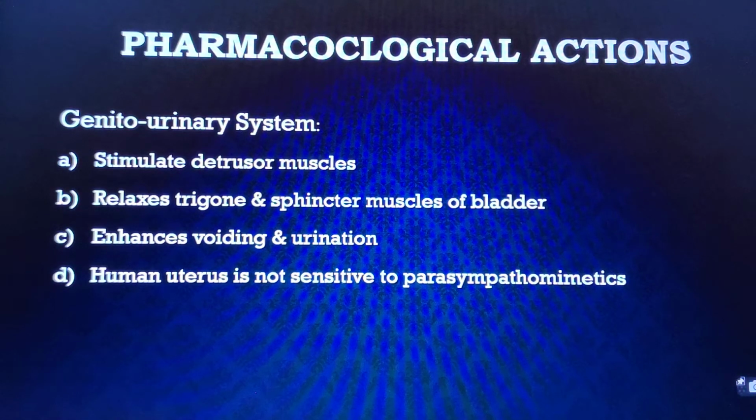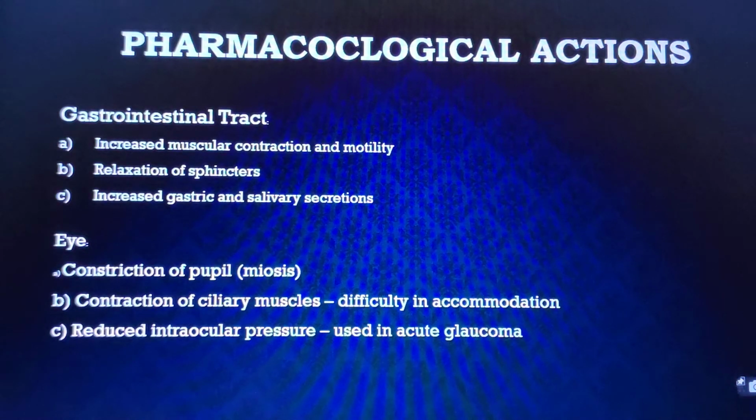In the genitourinary system, they stimulate the detrusor muscle but relax the trigone and sphincter of the bladder, and so they facilitate voiding and urination. So you can say that with parasympathetic stimulation, there is more frequent urination. The human uterus is not sensitive to parasympathomimetics, so they do not affect the uterus or uterine contraction. On the GI tract, we had seen that they have a stimulatory effect. So these drugs will increase muscular contraction and motility.